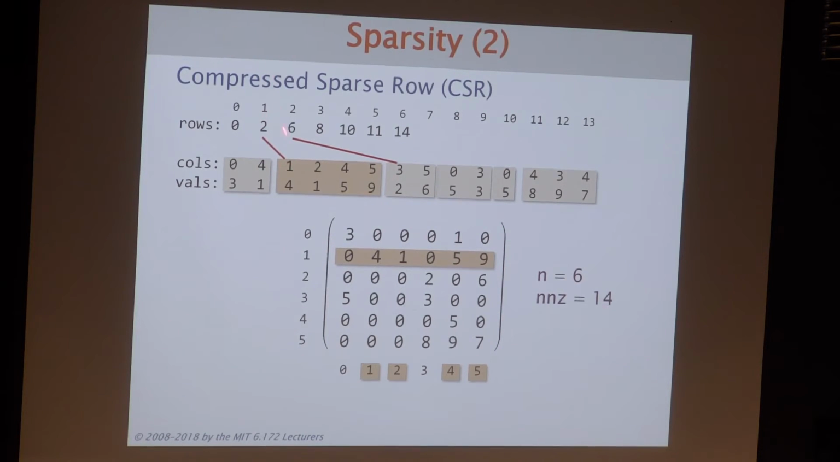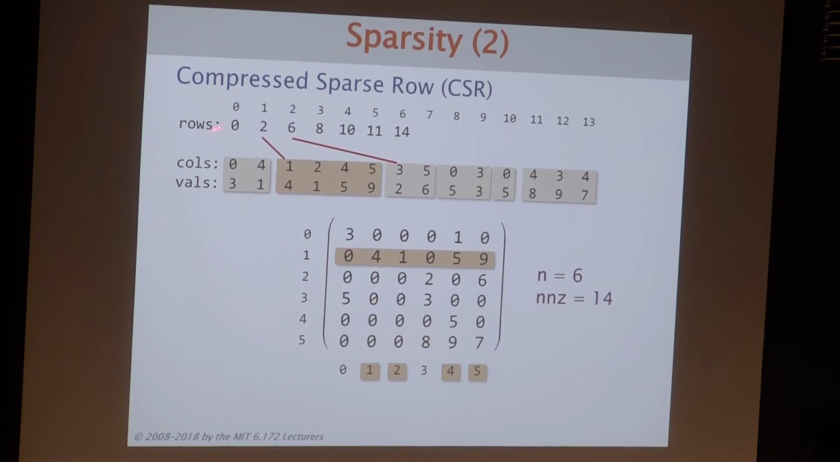So if we take row 1, for example, we have rows of 1 is equal to 2. That means I start looking at the second entry in the cols array, and then now I have the indices of the non-zero columns in the first row. So it's just 1, 2, 4, and 5. These are the indices for the non-zero entries. And then I have another array called vals. The length of this array is the same as the cols array. And this array just stores the actual values at these indices. So the vals array for row 1 is going to store 4, 1, 5, and 9 because these are the non-zero entries in the first row.